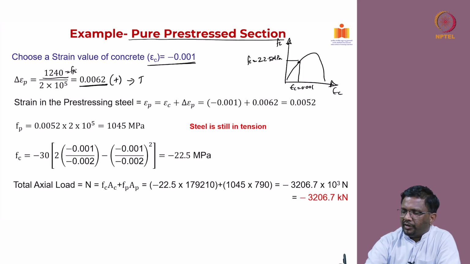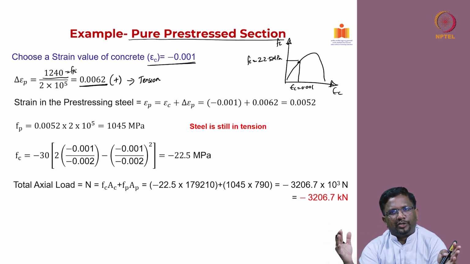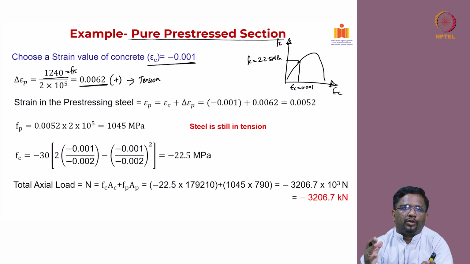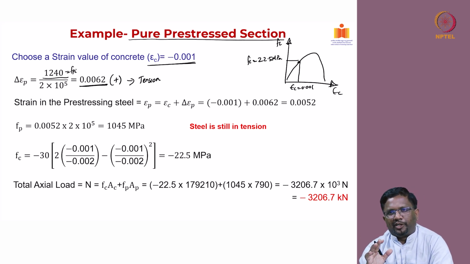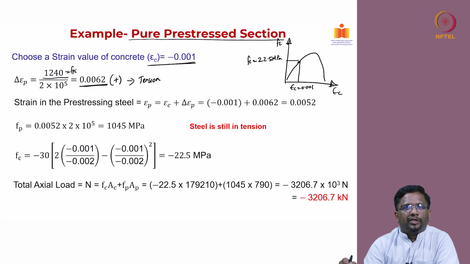This is always the initial condition for steel: you stretch the tendon and you leave the tendon to go back to its original position. In that process it is going to squeeze the concrete and put it in compression. That is the basic idea of prestressing, which we have discussed. The prestressing steel should always be in tension in the initial condition.